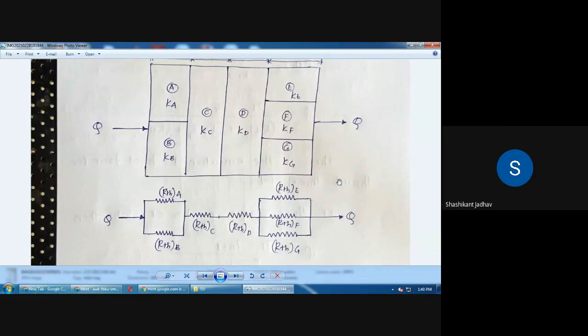So we have to draw the diagram in the form of resistances. Meaning, these two diagrams are the same. Okay, draw this diagram and below that write down the equations for the thermal resistances.